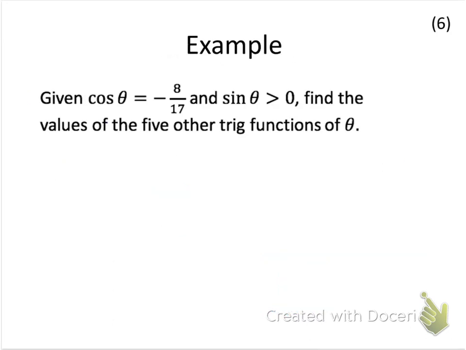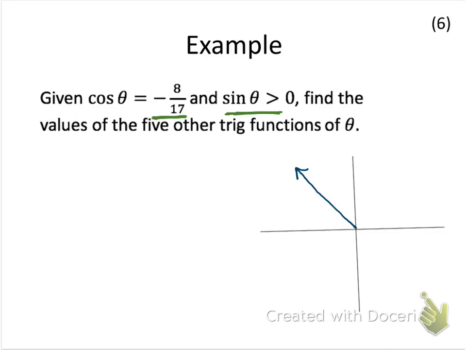All right, this problem is very similar. However, we are given different information. We're given that cosine theta equals -8/17 and sine theta is greater than 0. So this means our cosine value is negative, and if sine of theta is greater than 0, then sine is positive. So we need to think of what quadrant is cosine negative, but sine is positive. And that's going to happen in quadrant 2. So we can go ahead and sketch our terminal side, and we know that the terminal side of our angle is going to end up in quadrant 2.